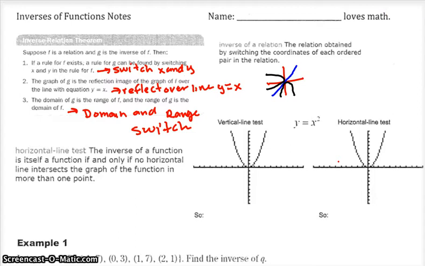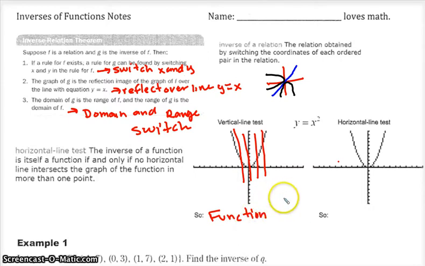One of the good ways to determine whether or not an inverse is a function is using the horizontal line test. And we'll talk about that more as we get into the notes, but if you remember, the vertical line test asks me to draw vertical lines through a graph. If that line touches only once, this is a function.